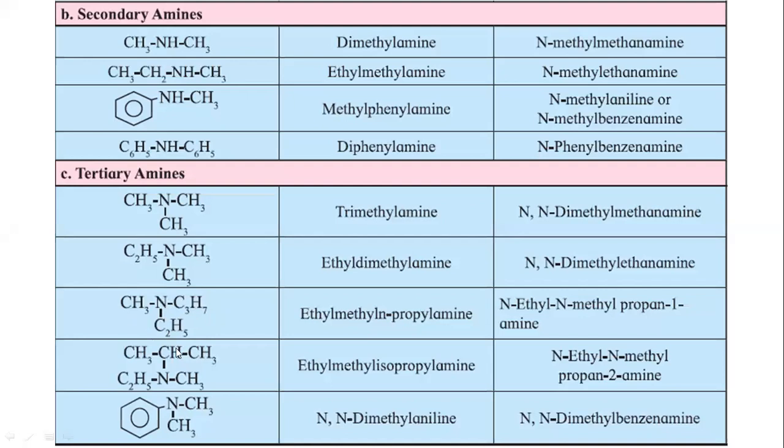So make a practice of this at home. Write the straight chain and then write CH3, C2H5. Then you will understand how the IUPAC names will be. This is also quite interesting. See this example.